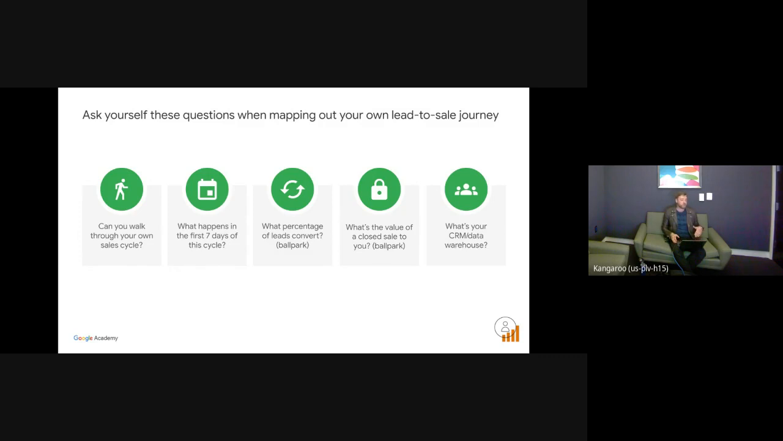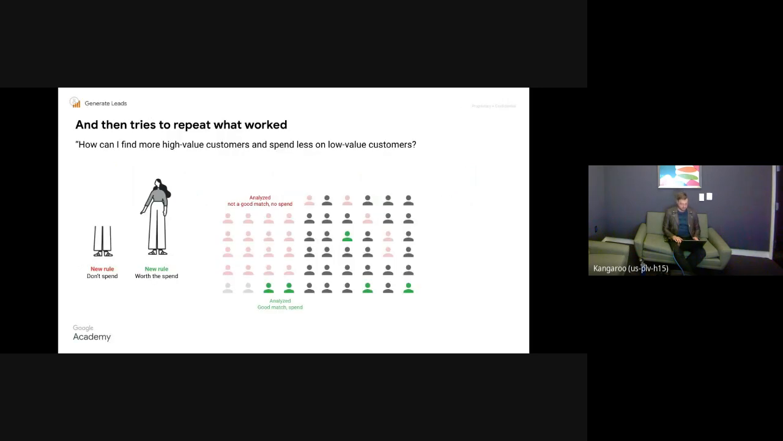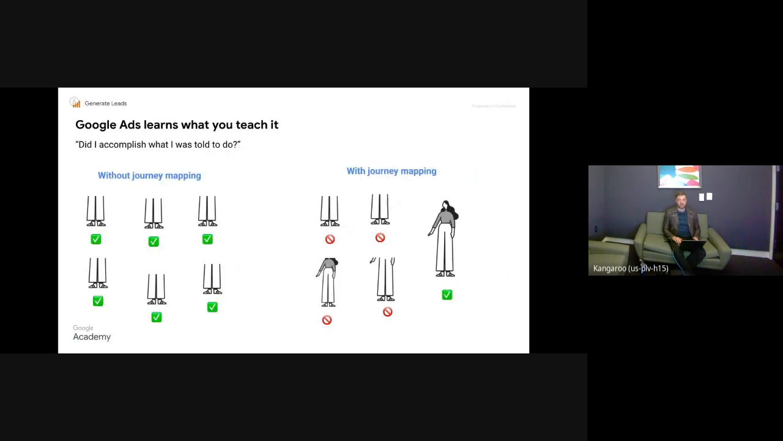Now, I know mapping that lead to sale journey, making sure that you're qualifying every single lead, can be a heavy lift. But one thing to think about with this process is that it actually should make that job easier after you do the initial work. So let's say in this scenario on the left, you might be sifting through a lot of junk leads, and you might spend a lot of time doing that. If we get to the situation on the right, you should be getting maybe fewer overall leads to sift through, but a higher number of quality leads.